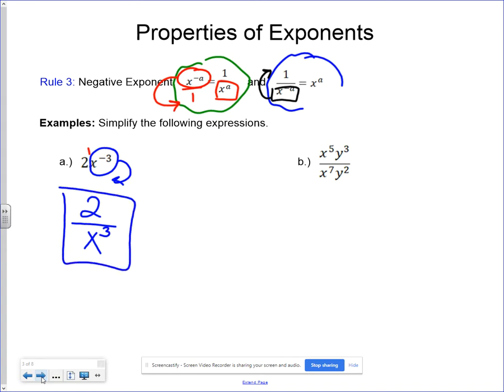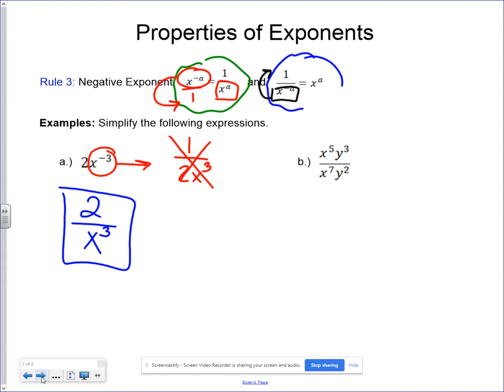Here's what most people would write the answer as, because this is the mistake that a lot of students make. They see 2x to the negative 3, and they write that as 1 over 2x to the third. But that's not correct. Like I said, the negative 3 is only on the x, not the 2. That's why we don't move the 2. That's why the 2 stays in the numerator.